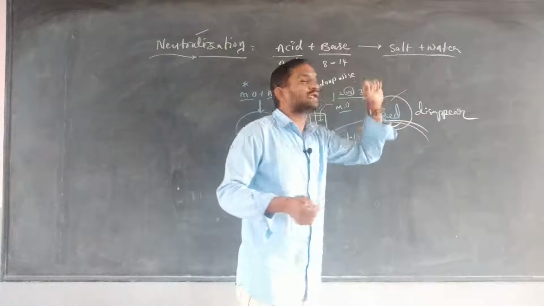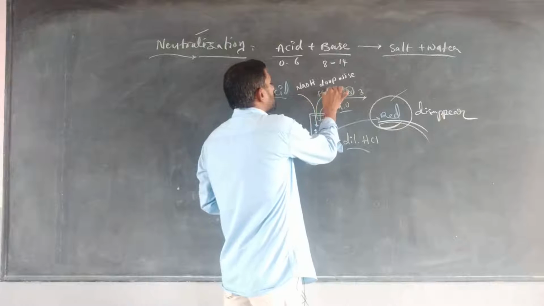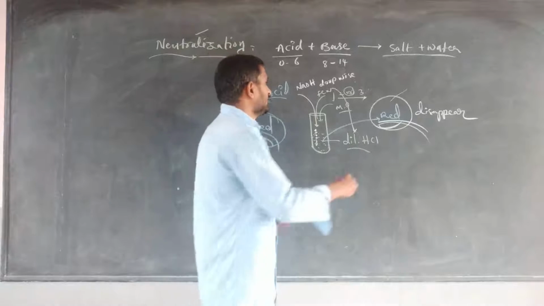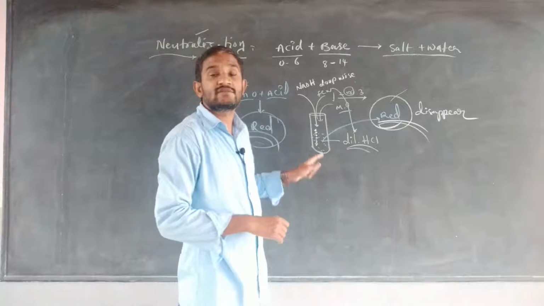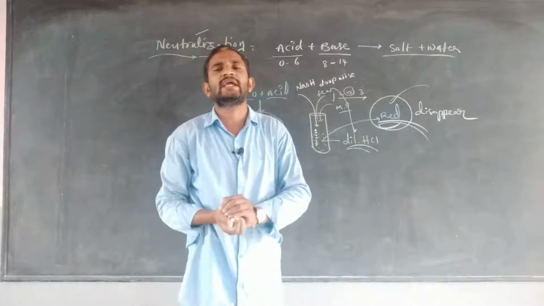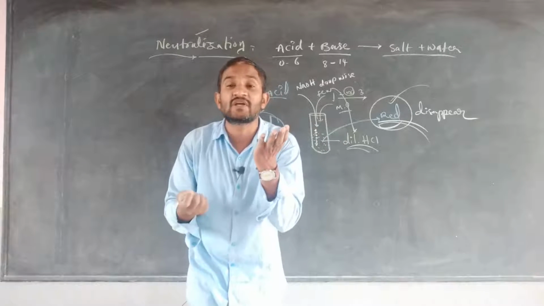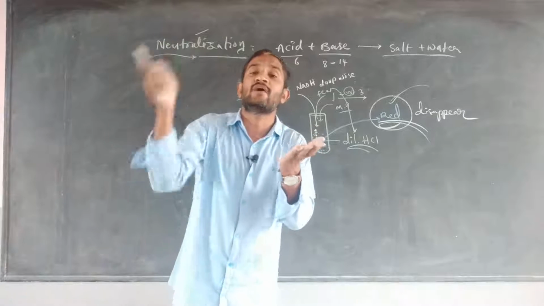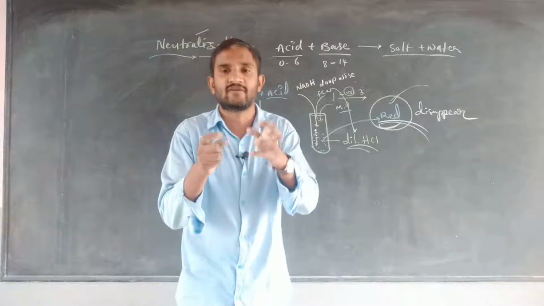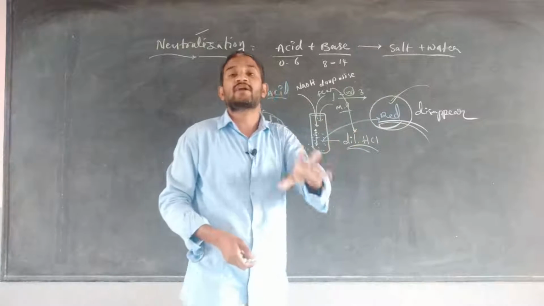Now, after the red color disappears, we have to add a few drops of HCl again. Again a few drops of the hydrochloric acid we have to add to this solution. What will happen? The red color will appear again. Why? Because you added some amount of acid again, the acidic strength is increased. Due to that, it gives the red color again.